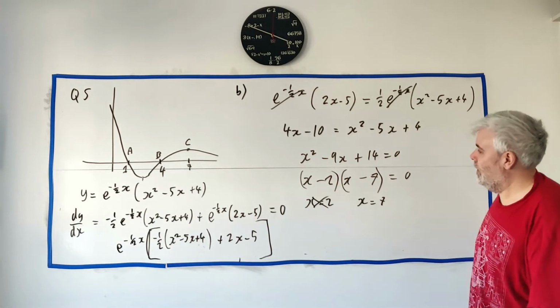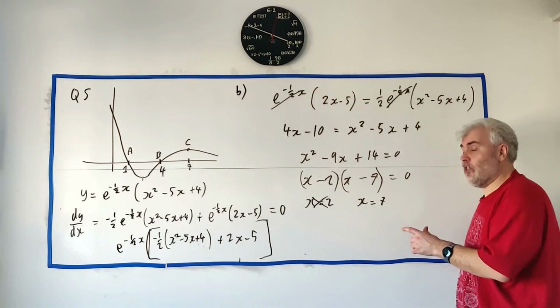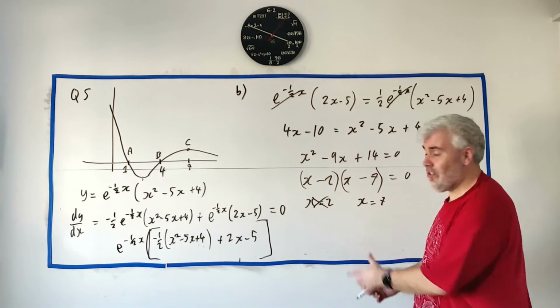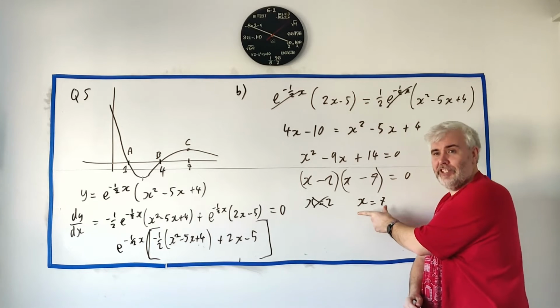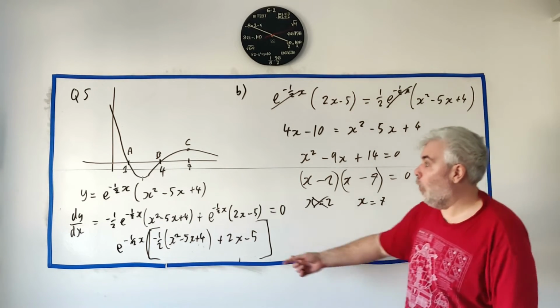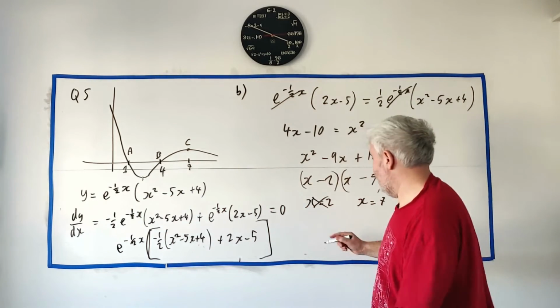Well, let's just mark that one off. So that's the x coordinate. They wanted the coordinates, so we need to... So do not stop now. If you stopped here, you would lose a mark. You do need to go ahead and get y. So let's just do that.